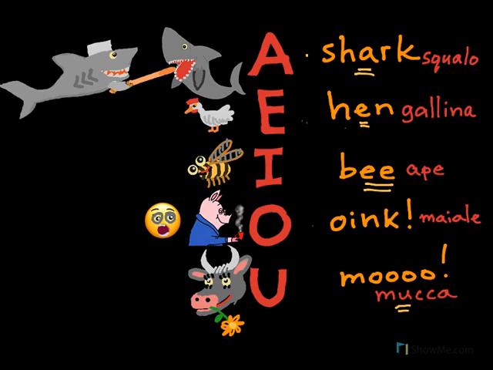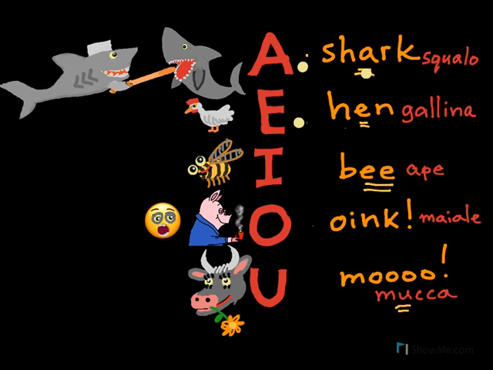Okay, so first you have A, and this is always the letter that you pronounce as if the doctor uses the tongue depressor. And you say ah, you do not say eh, you say ah, as in the English word shark, which is squalo in Italian. Then you have the sound of E, more or less as in the English word hen. And remember, if you stretch your lips, then your E will come out much better.